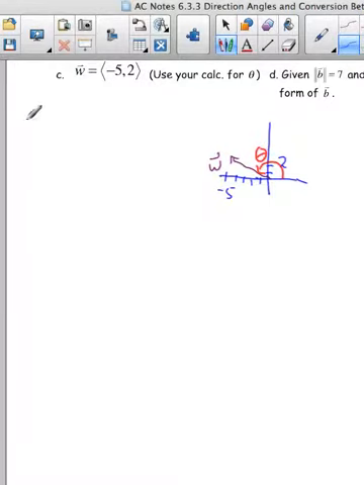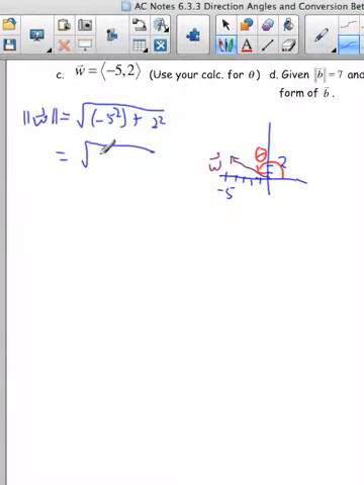Okay, so we're going to find the magnitude of W. So the magnitude of W is going to be the square root of the sum of the squares of the x and the y components. So it's going to be the square root of negative 5 squared plus 2 squared. So it's going to be the square root of 25 plus 4, which is the square root of 29. That's the magnitude of W.